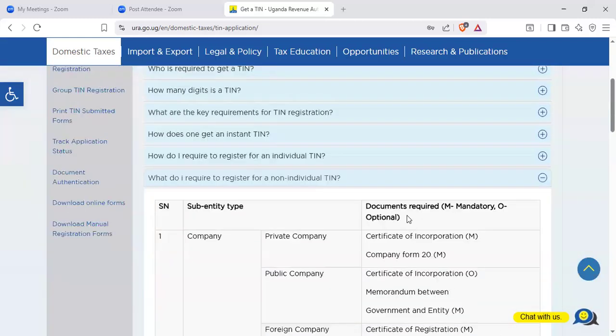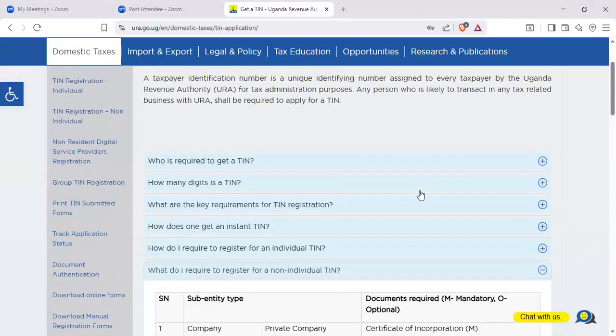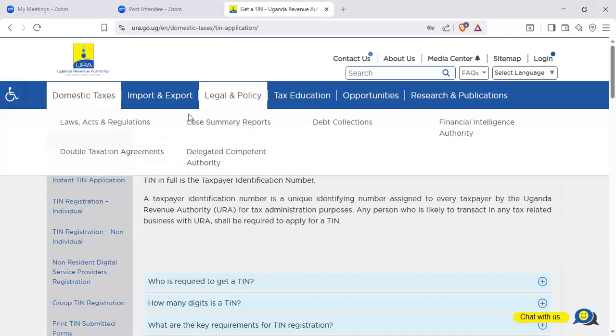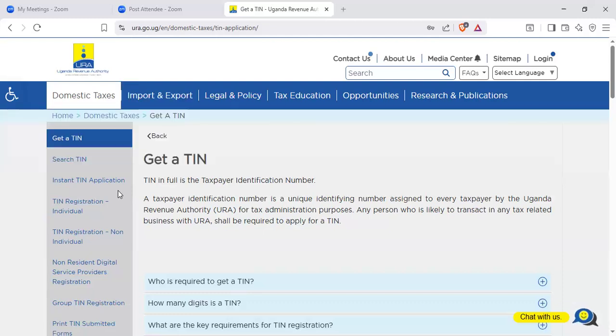But for this session, we are looking at an individual. If you are an individual, a natural person, what is required as a must is that you must have a national ID. And if you have a national ID, it takes around 5 minutes. Just 5 minutes, you have your TIN, as long as you have a national ID.